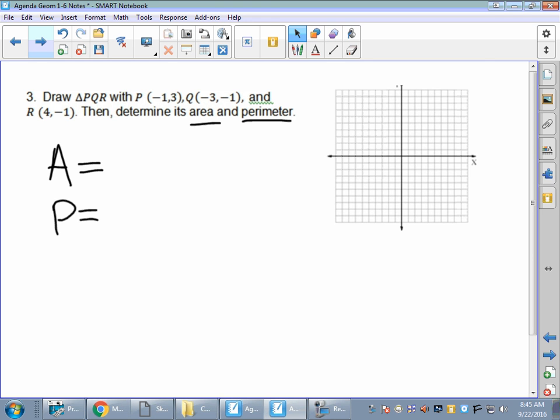Before you even worry about the area and the perimeter, I'm going to sketch those points. So (-1, 3), (-3, -1). I'm going to label it P, Q, and then 1, 2, 3, 4, (-1), and R. Everybody like my placement of my points? Make sure you label them. You might even want to put the ordered pairs on there because it'll make it a little bit easier when we go to do the rest of the work.